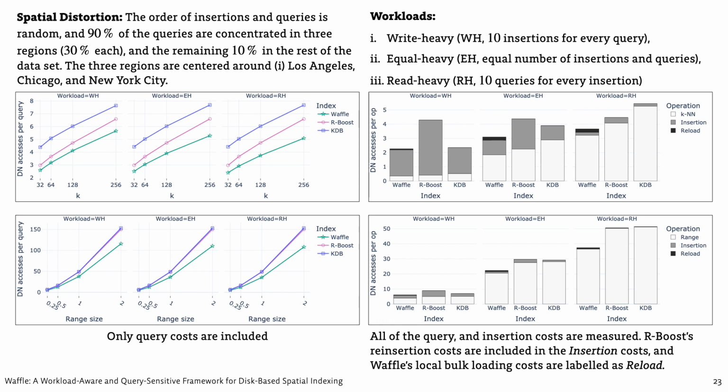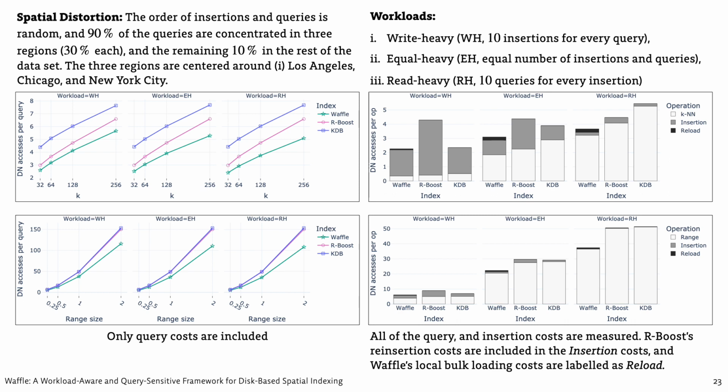The profile for these experiments is spatial distortion, which means the order of insertions and queries is random, and 90% of the queries are concentrated in three regions, and the remaining 10% in the rest of the dataset. The three regions are centered around Los Angeles, Chicago, and New York City. We also have three different kinds of workloads: write heavy, which means 10 insertions for every query; equal heavy, where we have an equal number of insertions and queries; and read heavy, where we have 10 queries for every insertion.